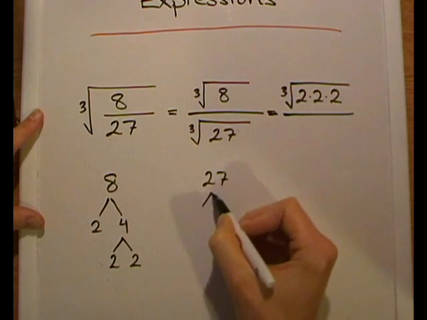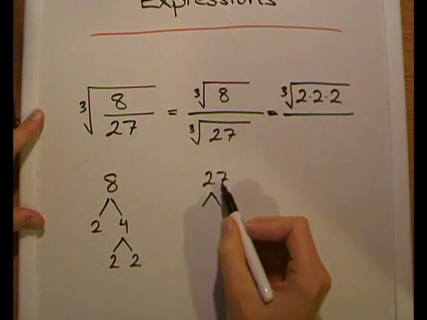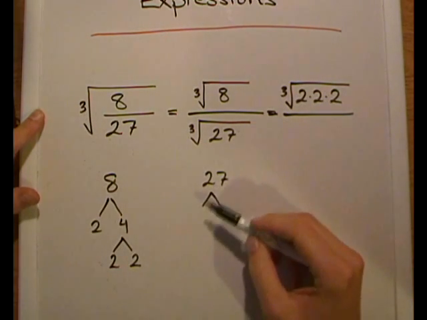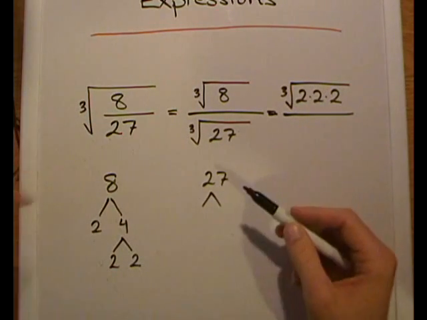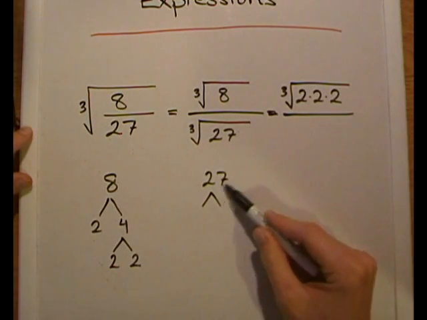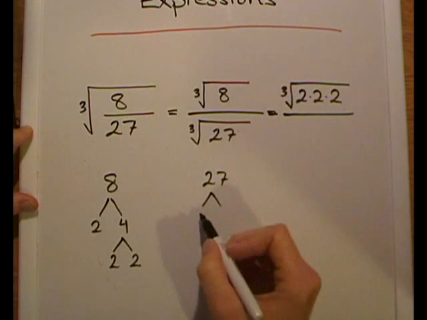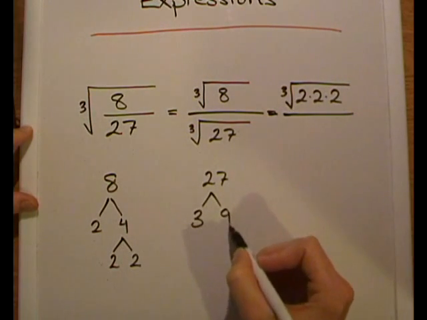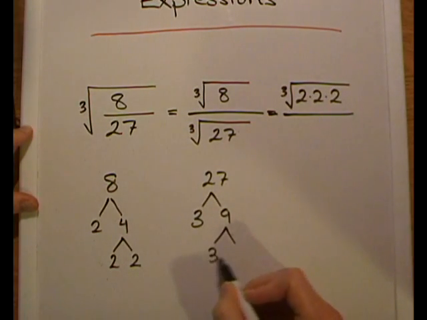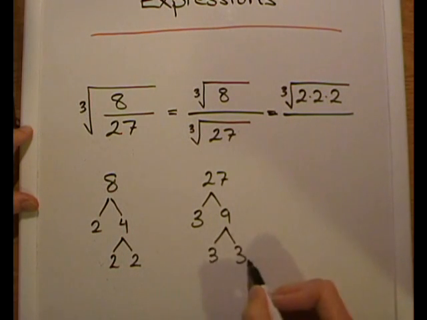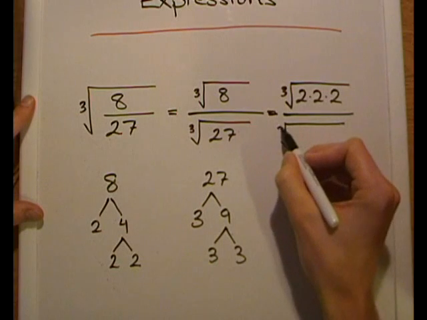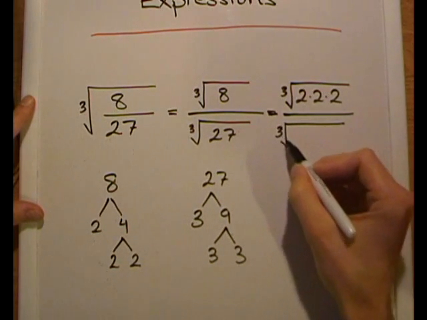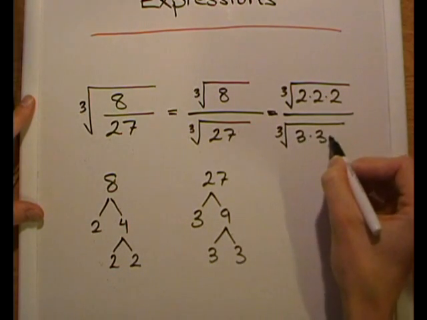We break down 27. I always try to begin by dividing it by 2. If that doesn't work, we go to 3, we go to 4, as I mentioned earlier. So in this case, 27, you can't divide it by 2, so we go by 3. 3 works fine. 3 times 9, 3 times 3. These are our final factors. So the cube root of 27 actually equals the cube root of 3 times 3 times 3.